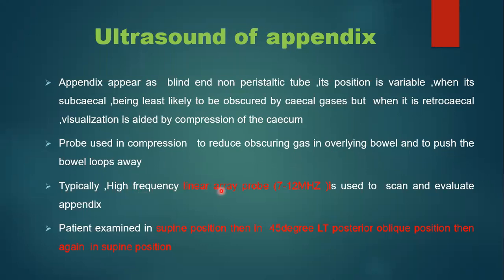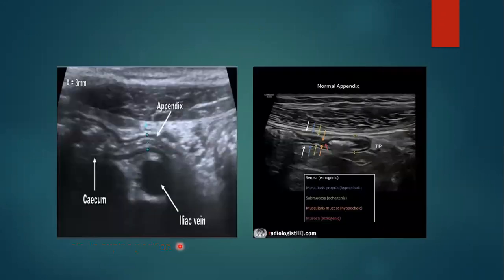Typically, a high-frequency linear array probe, 7 to 12 MHz, is used to scan and evaluate the appendix. The patient is examined in supine position, then turned 45 degrees, then left posterior oblique position, then rescanned in supine position. Here is an ultrasound of a normal appendix. This is the cecum and this is the iliac vein. Normal diameter of the appendix.